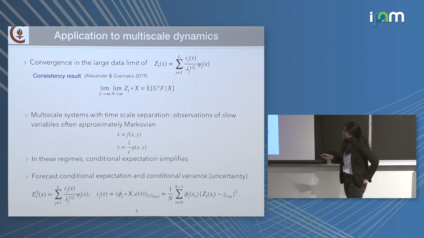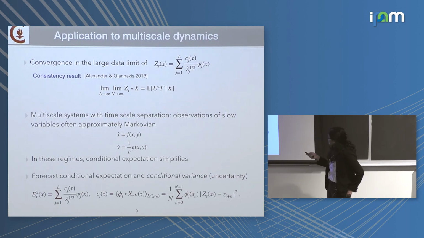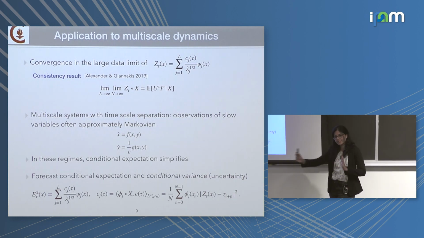So there is a consistency result proven by my collaborators in the large data limit. When n goes to infinity, where n is the number of training samples, this predictor composed of the observations converges to the conditional expectation of the true forecast, or what we have defined as the true forecast. And it's this iterated limit. First you take the limit as you have infinite data, and then you take infinitely many eigenfunctions.